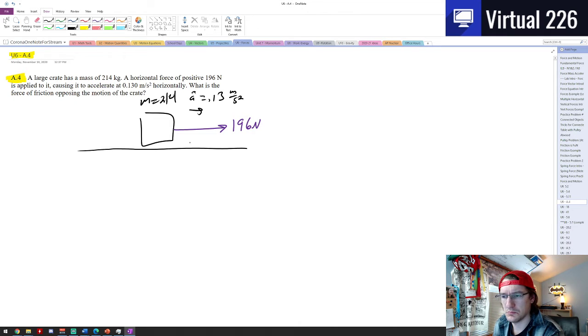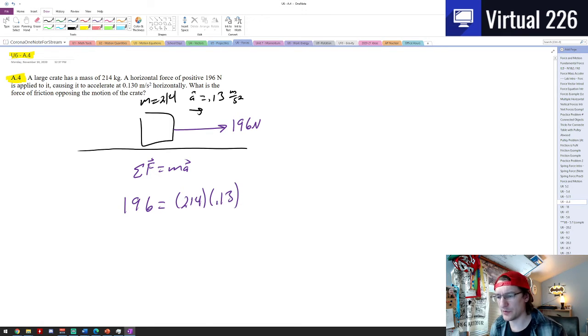So, okay, let's just write this out real quick. If we were to set up F equals ma, the sum of the forces equals ma. That'd be like 196 equals 214 times 0.13. And what's 214 times 0.13? It is 27.82. We're saying 196 equals 27.82. What? Oh.